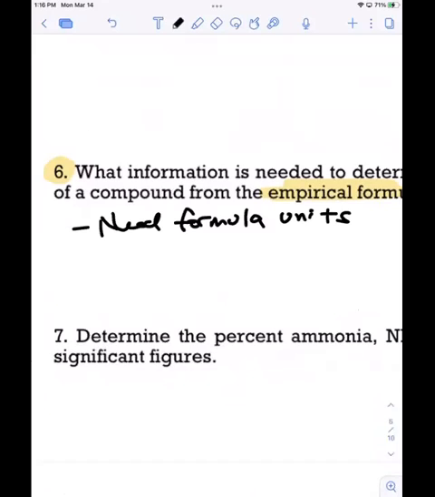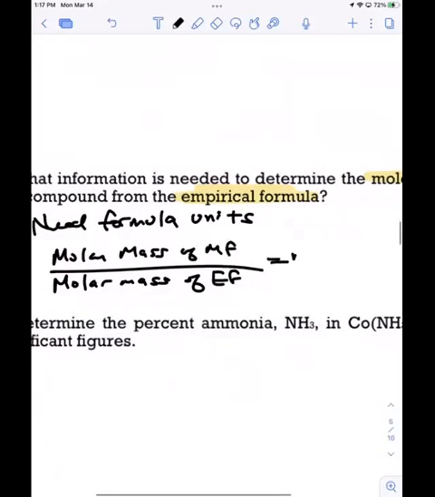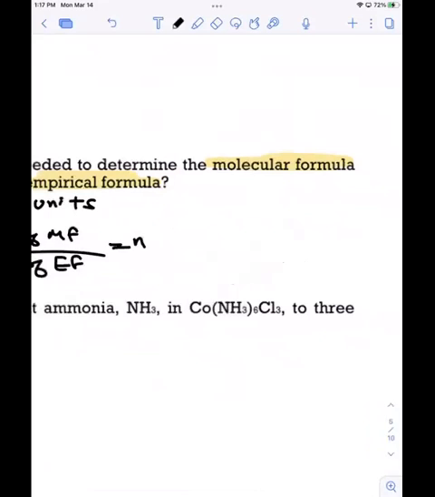Is it the molecular formula divided by the empirical formula? Is that right? The mass, right? We need the molar mass of the molecular formula, and then we're going to divide that by the molar mass of the empirical formula. And that's going to give me N. And then if I take the N and multiply it times the empirical formula and distribute it, then that'll give me the molecular formula.